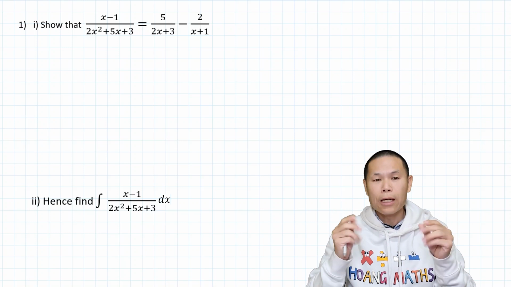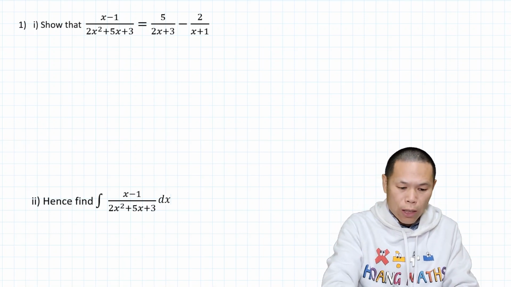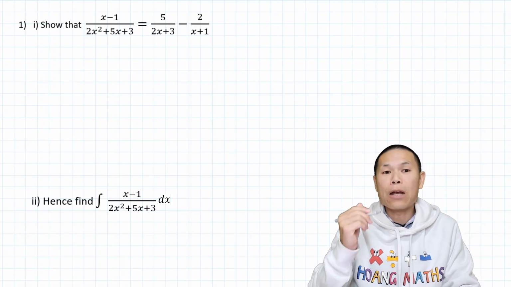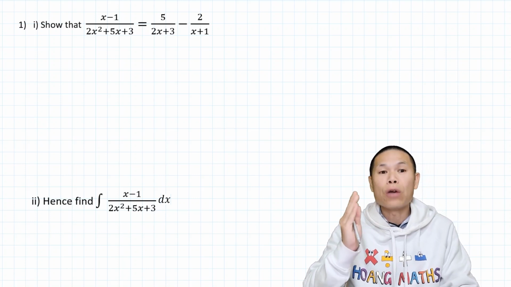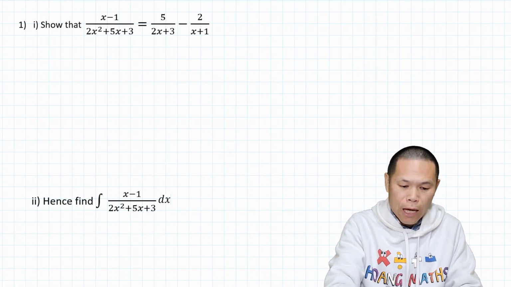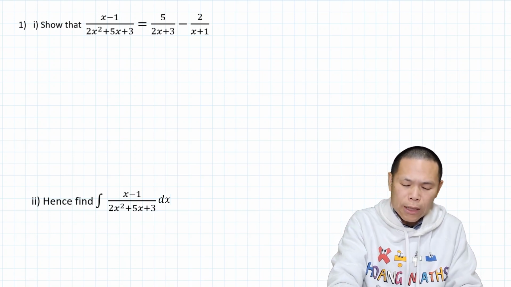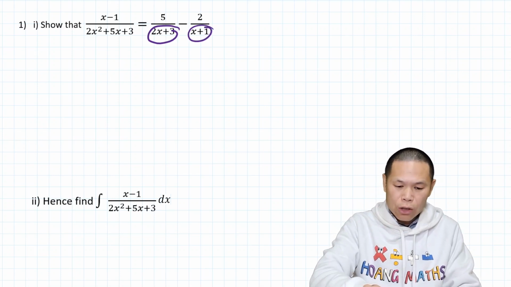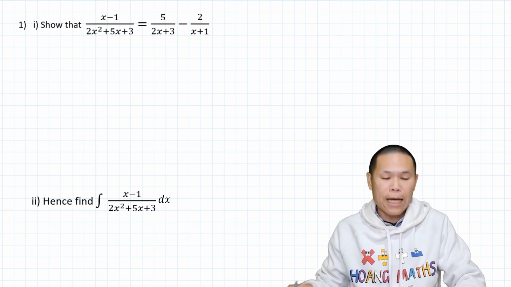To do this, the easiest way is to add the right hand side together. In other words, we add fractions. To add fractions, the common denominator must be the same, so we need to make these two have a common denominator. Keep that in mind. So let me write the right hand side out first.